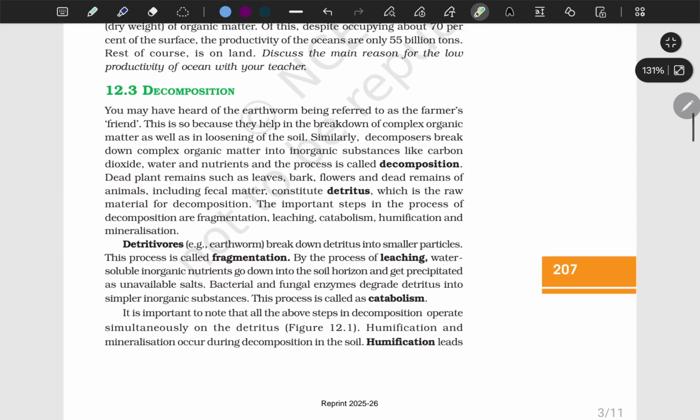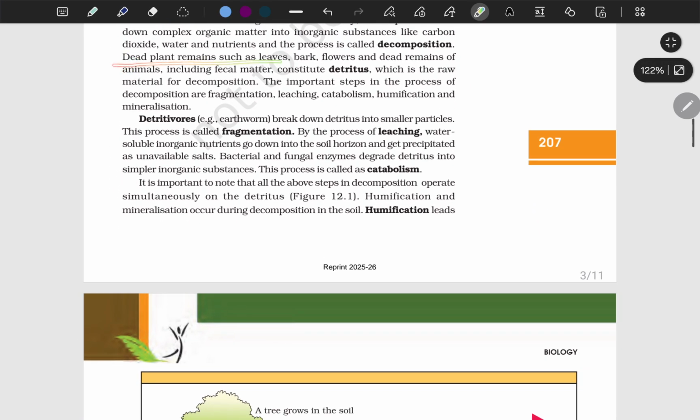Let's talk about the second part, decomposition. You may have heard of the earthworm being referred to as the farmer's friend. This is so because they help in the breakdown of complex organic matter as well as in the loosening of the soil. Similarly, decomposers break down complex organic matter into inorganic substances like carbon dioxide, water, and nutrients, and the process is called decomposition. Dead plant remains such as leaves, bark, flowers, and dead remains of animals including fecal matter constitute the detritus, which is the raw material for decomposition.